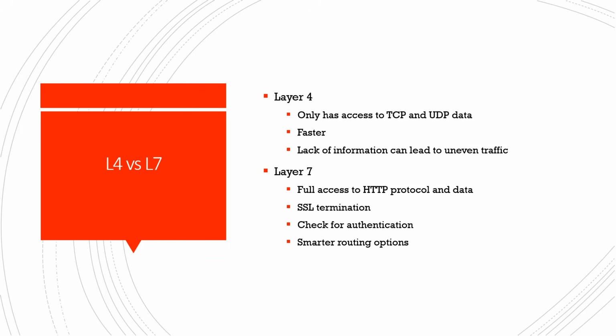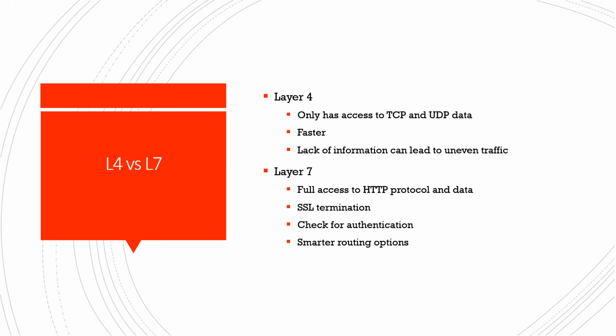There's two main types of load balancer, which is layer 4 and layer 7. Layer 4 is simpler, it has access to less data, and as a result it's faster because it doesn't have to use as much processing power to look at each request. This can lead to uneven traffic because it doesn't have full access to the request itself.